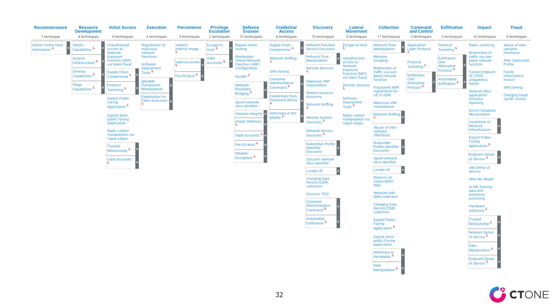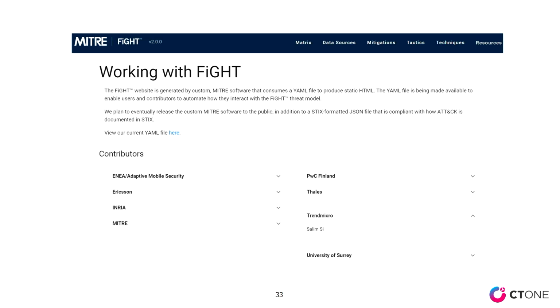The attack vectors that I just described, we have also contributed to MITRE FiGHT. FiGHT is the MITRE framework for threats to 5G. In this diagram, there are techniques like Discover TEID, uniqueness, network boundary bridging. There are several places where we have contributed. So these attack vectors are all included in many of these TTPs. And our contribution, the things that I just described, have been recognized by MITRE as well.